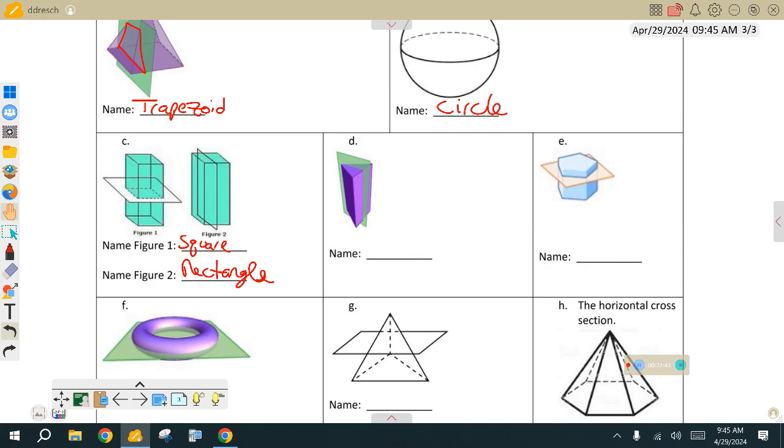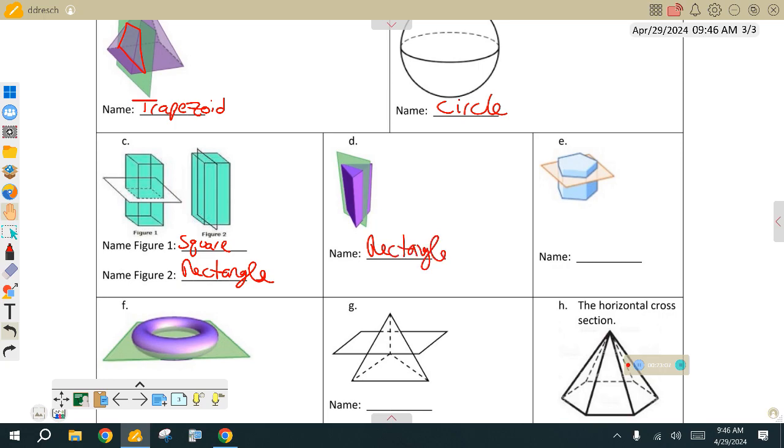Now letter D is one of the odd ones that students have a hard time visualizing. Triangular pyramid. And as you can tell, we're cutting it down the middle. If we were to try to cut that, what shape would be staring back at you as you tear that apart? It's a rectangle. Right. We are staring at a rectangle on this one as well.